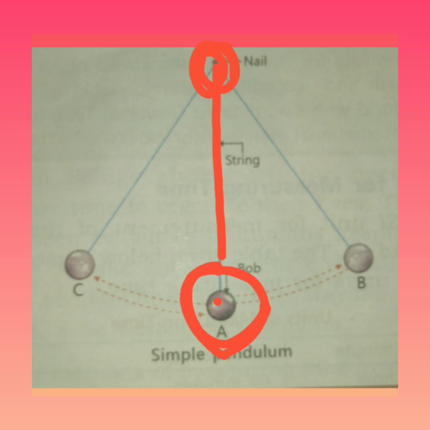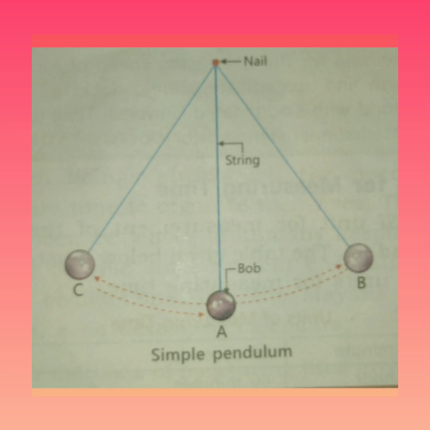So what is a bob? A bob is a small metallic sphere which is fixed at one end of a thread and suspended from a rigid support. Here it is the rigid support. When this bob is pulled to one side and released, it swings to and fro about its mean position. It is considered the mean position, okay.